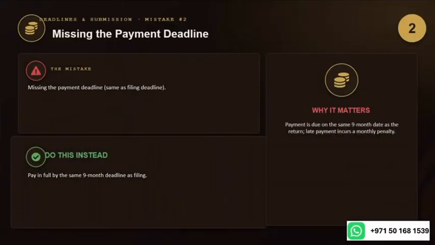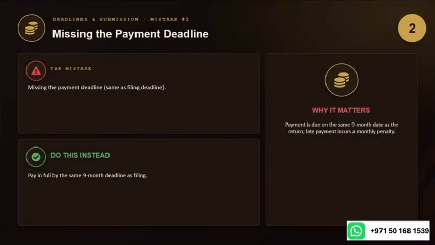Mistake number 2 involves missing the payment deadline, which coincides with the filing deadline. Ensure full payment by this date to avoid a monthly penalty. Prioritize timely payments to maintain compliance.